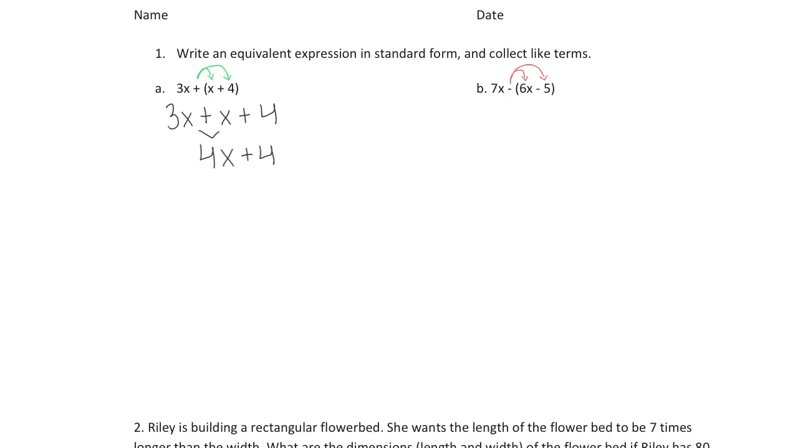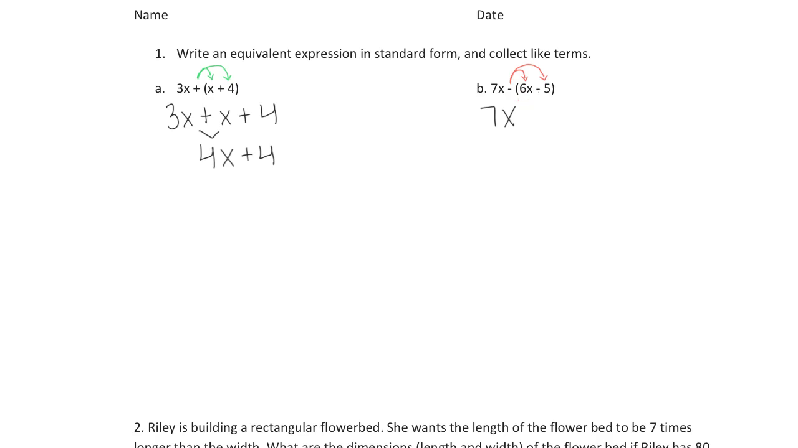Now this time, this is a little different. I need to look at the values inside my parentheses and decide what the outcome of these values are going to be. I know that 7x is going to stay the same because it is outside of my parentheses. Now let's distribute the minus sign. The rule is when we distribute the minus sign, that means the values in the parentheses change. They become their opposite. So here I have positive 6x.